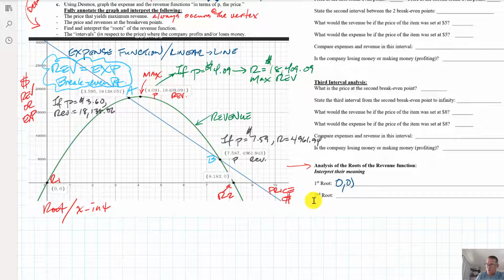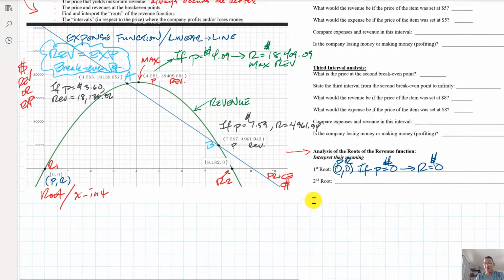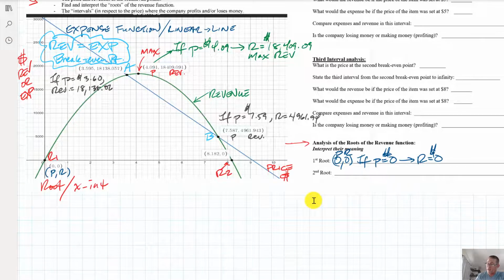So (0, 0), R1. Remember this is P, R. It's always P, R. Price on the horizontal, and dollars of revenue on the vertical. So here, if you set the price to $0, that tells me the revenue earned is $0. Because if you just use your common sense, if you don't charge the public anything, then you're not going to make anything. You're not making money, which is not a good thing.